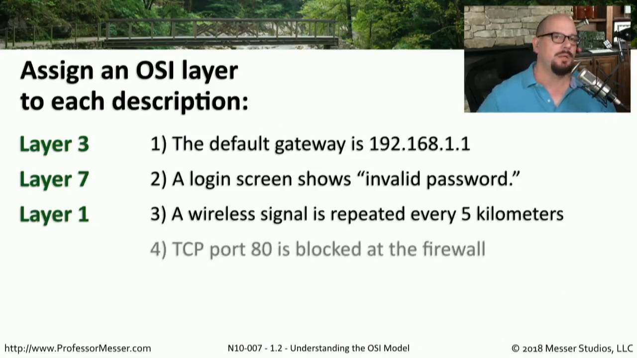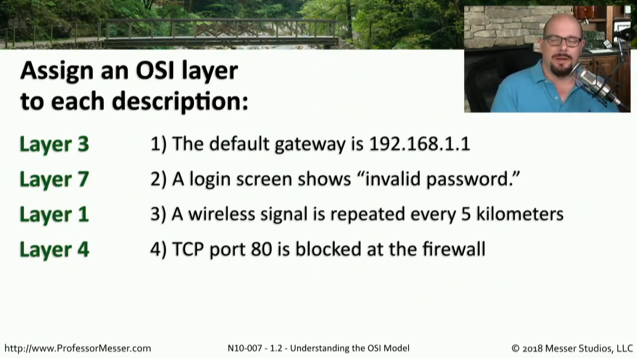The fourth one is a TCP port 80 blocked at the firewall. Boy, that would really not make my day if port 80 was blocked at my firewall. That would make me very sad. And because it's a port number, that's an OSI layer 4 issue. Anything at that transport layer is going to be OSI layer 4. Anything that you're talking about, a TCP port number, a UDP port number, that's something at layer 4. So we can call somebody and say, we're having a layer 4 issue. Something appears to be blocking a particular port number.